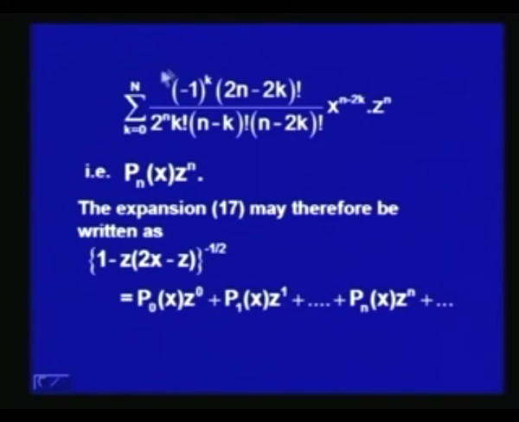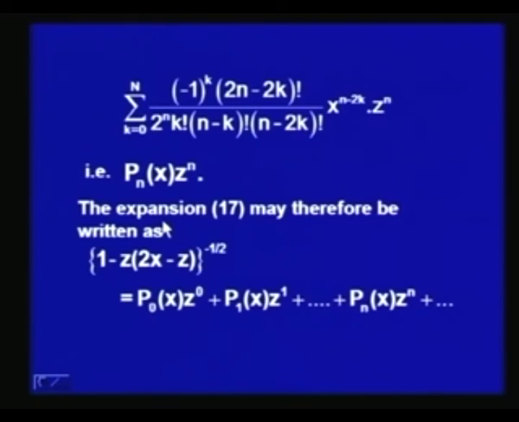Now, this coefficient of z to the power n, as we have seen earlier, is nothing but the Legendre's function of first kind, that is Legendre's polynomial Pn(x). So, we get Pn(x) into z^n. Here we may recall that the value of this capital N is n by 2 if n is an even integer, and the value of capital N is (n minus 1) by 2 if n is an odd integer.